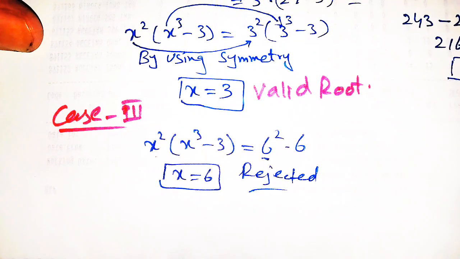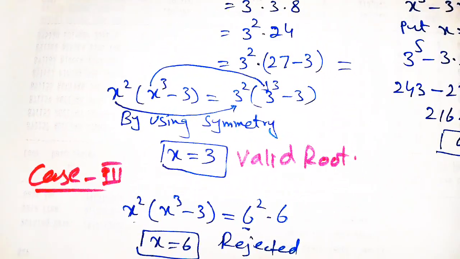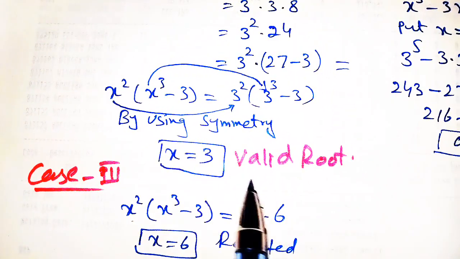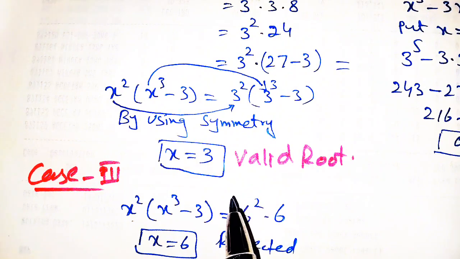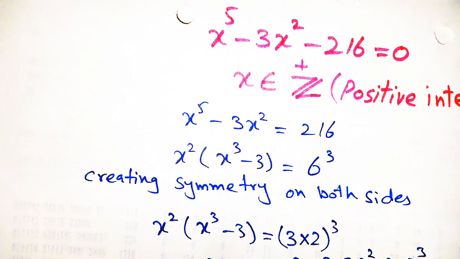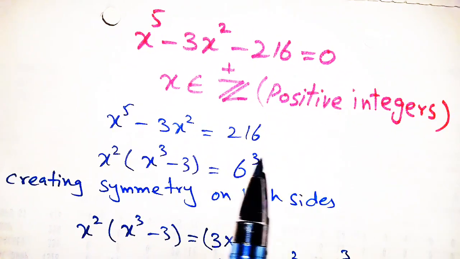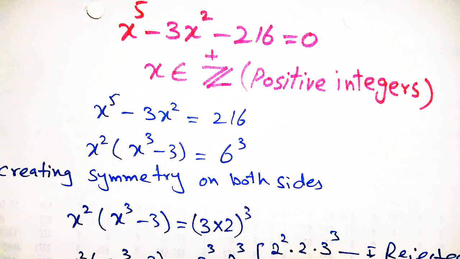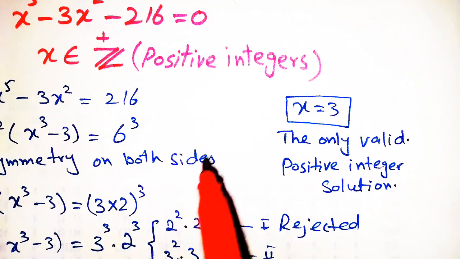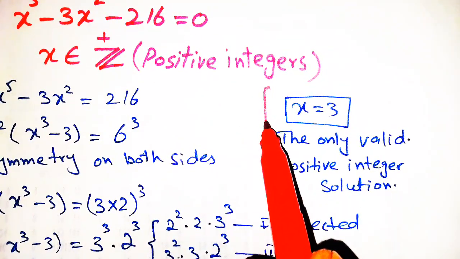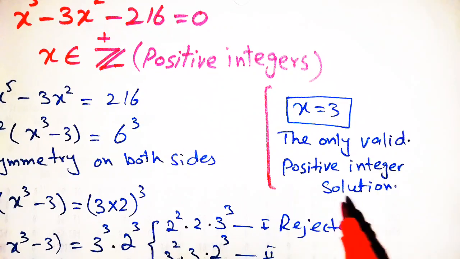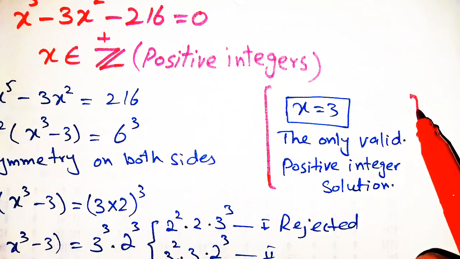Hence from these three cases we find only x is equal to 3, which is the valid root. Hence for this given equation, the only valid positive integer solution is x is equal to 3. That is, x is equal to 3 is the only valid positive integer solution which satisfies the given equation.